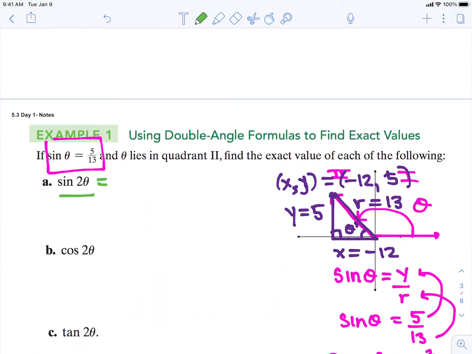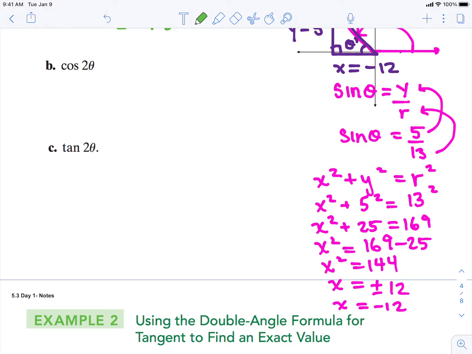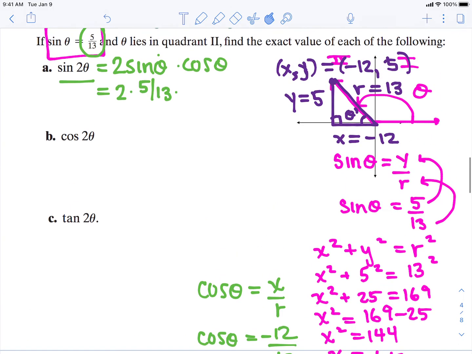So I'm just going to go ahead and write that formula down: 2 sine of theta times the cosine of theta. Well, we know the sine of theta is given to us as 5/13, so we can plug that in. The cosine we don't know yet. So this is bringing us back again to unit 4. To find the cosine, the ratio is your x over your r. So our x is negative 12 and our r is 13. So we're going to substitute negative 12/13 into part A.